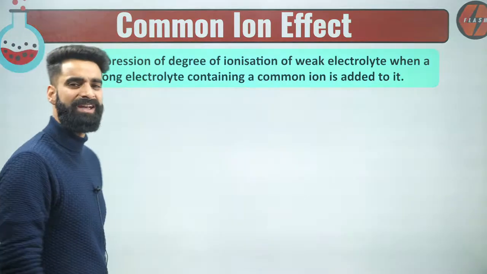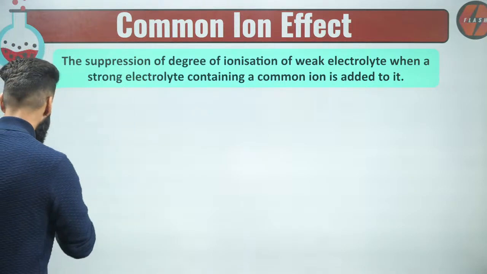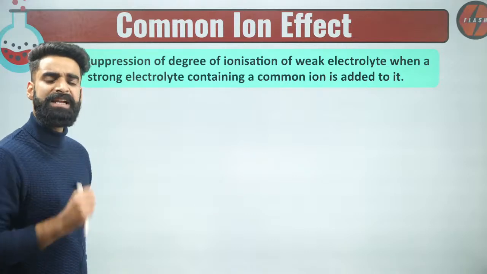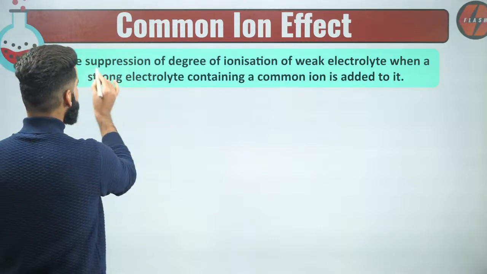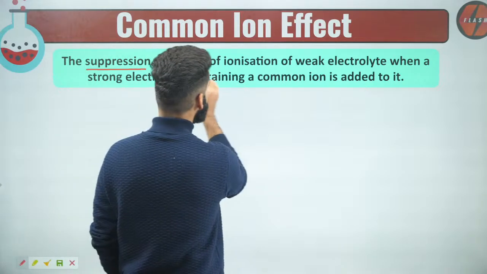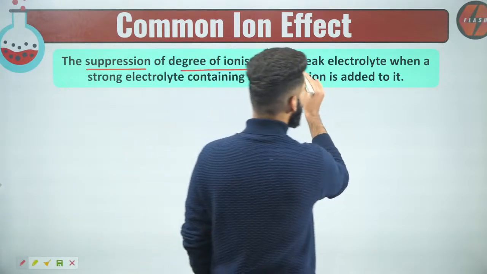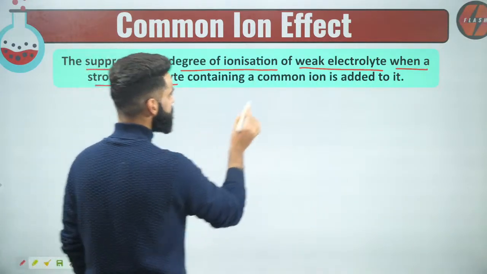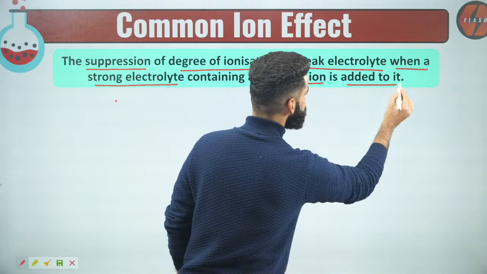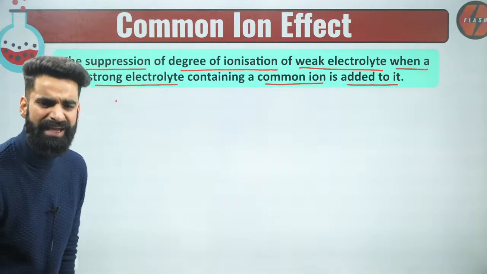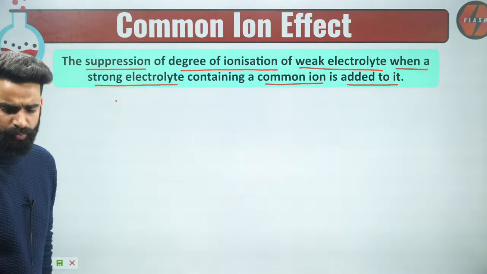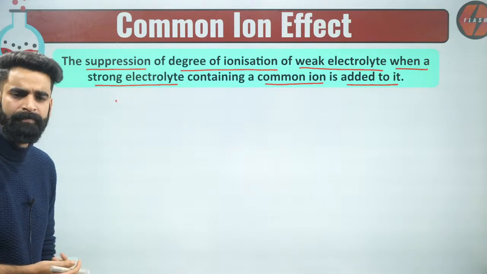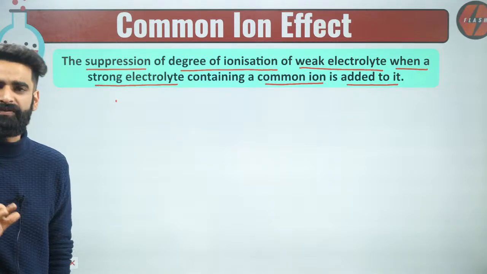What is the common ion effect all about? Let's get to know its definition first, then I'll make you understand what it actually means, okay? Let me tell you guys, the common ion effect is defined as the suppression of the degree of ionization of a weak electrolyte when a strong electrolyte containing a common ion is added to it, okay? This is how we define the common ion effect. Now the point is, what can we conclude from this? What all things can we depict from this definition, yeah? Understand what this common ion effect will be all about.